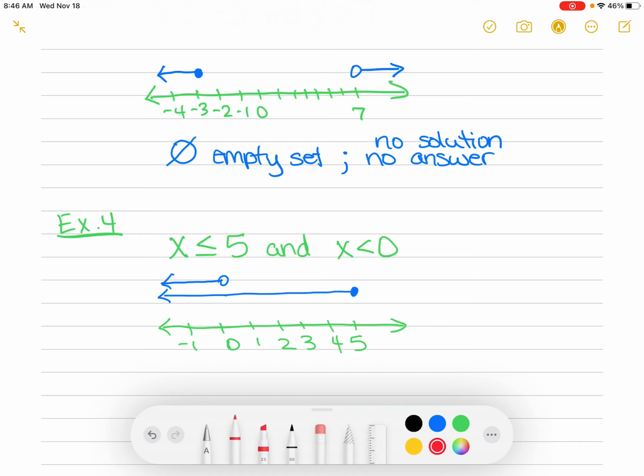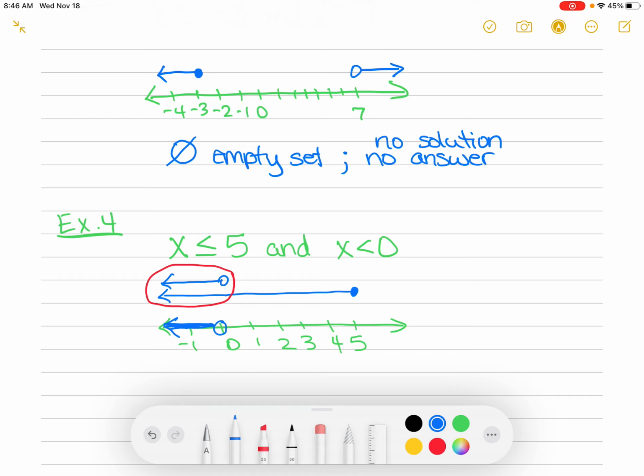Okay, maybe I should have extended this line a little bit. So where do they intersect? They intersect right here, right? And what am I going to put on the graph for that? I want to make sure that everything will work in both equations. So this is going to be an open circle and everything to the left. And that's where they intersect.